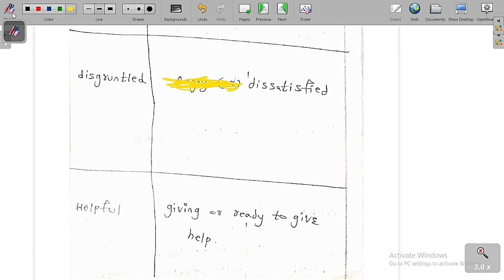So it is called dissatisfied. And helpful means giving or ready to give help, meaning you are helping someone. Indignant means very angry, and uptight also means very angry. So that is called synonyms. For indignant, the correct synonym is uptight because they both have the same meaning.